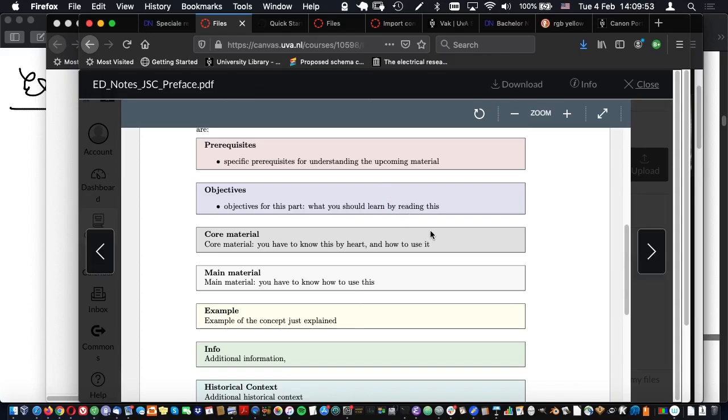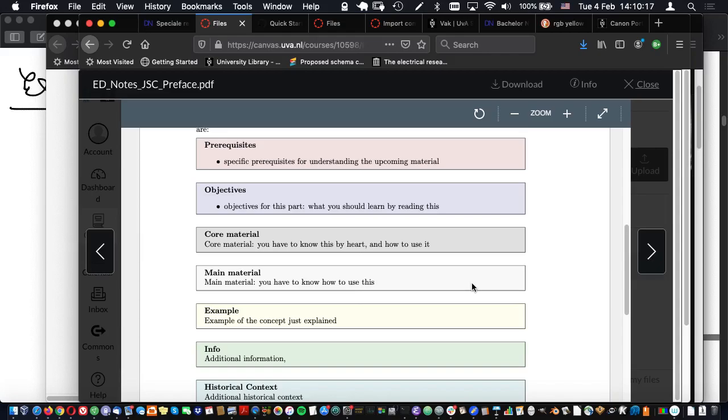Stuff which is important goes in the core material. If something is labeled core, essentially, I'm expecting you to know this stuff by heart, okay? I might not even put these equations in the help sheet for the exam. You're really meant to know this, okay? Stuff which is main material, this is stuff that you should know how to use, okay? But not necessarily know by heart.